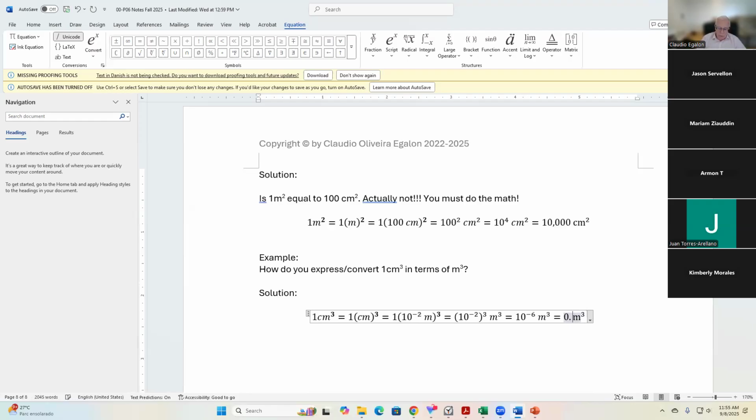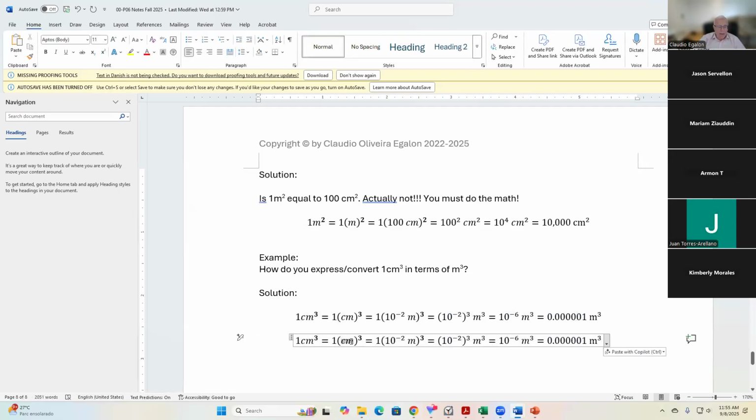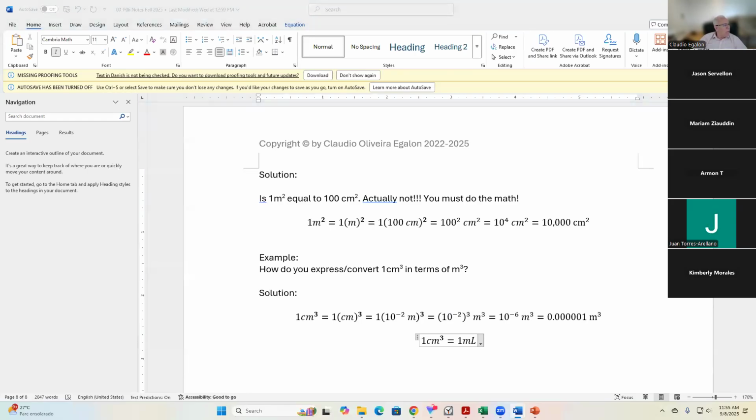It's going to be 0.000001, right? 1, 2, 3, 4, 5, 6. Yeah. That's what 1 cubic centimeter is all about. And by the way, 1 cubic centimeter is also equal to 1 milliliter, which is another unit of volume.